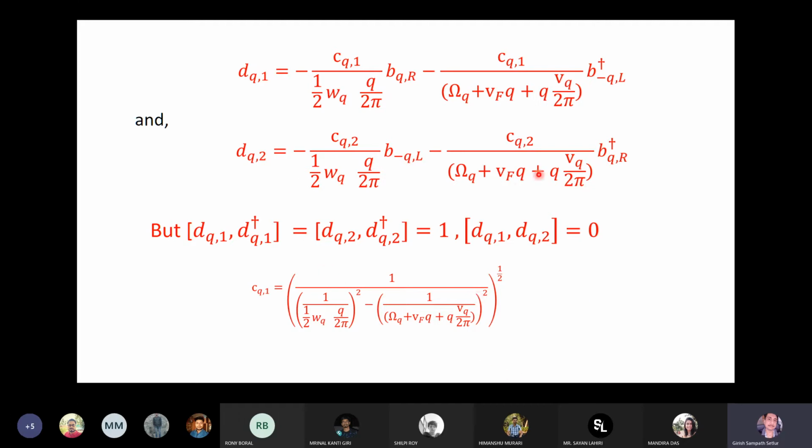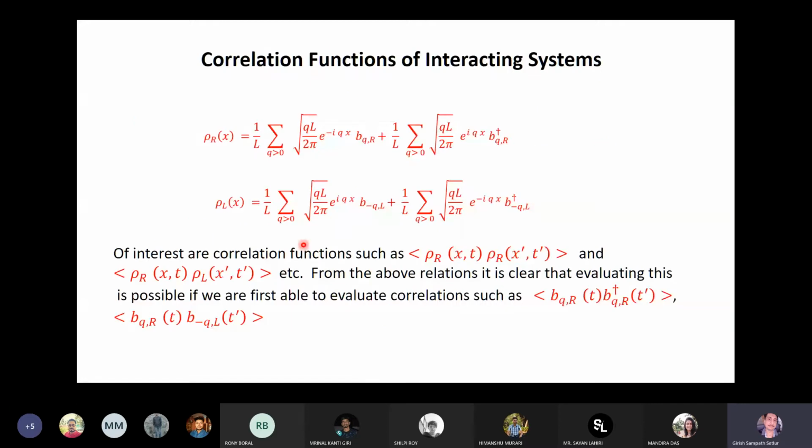Okay, so that completes the correspondence. You can do the inverse also. You can express the B's in terms of D's, which is also important. I'm going to use that because finally the D's, the D operators, are the ones that diagonalize your interacting theory. The B's are the original bosons. So remember that now, as promised, I'm going to start evaluating the correlation functions of interacting theories.